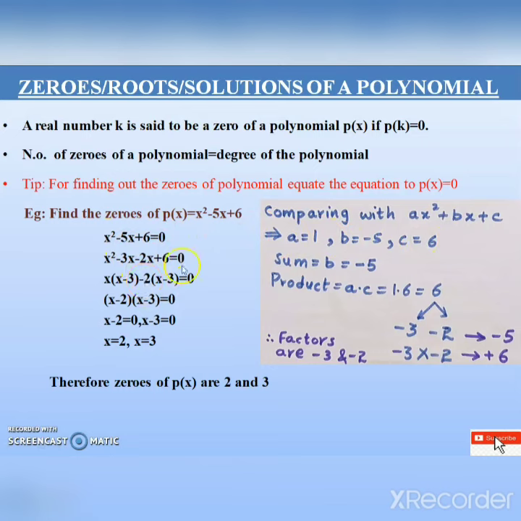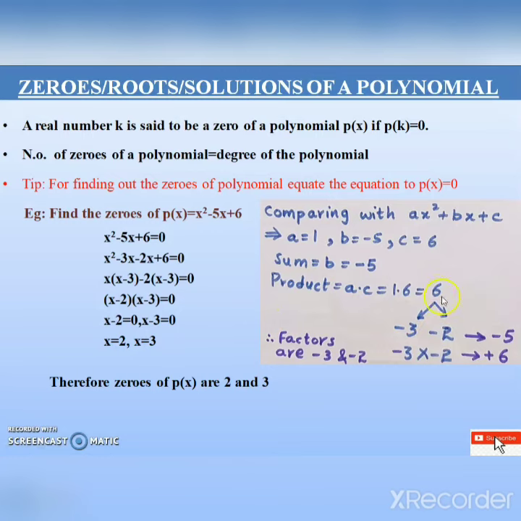How to find out the zeros? Always by splitting the middle term, we should have sum and we should have product. So sum is always the middle term here. Middle term is b. So b is equals to minus 5. And how to find out the product? Product is a into c. a here is 1 and c here is 6. So 1 sixes are 6.